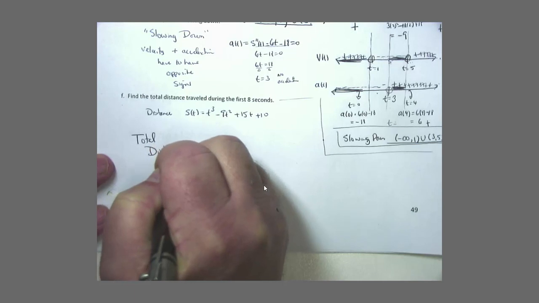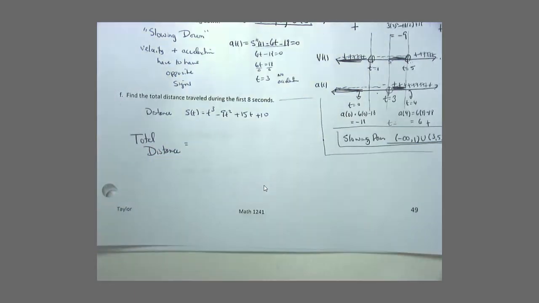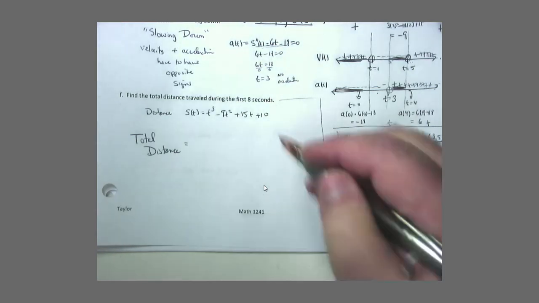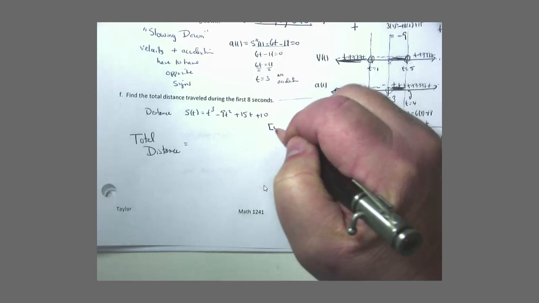You're going to have to subdivide when the particle is moving either to the right or up versus when the particle is moving down and to the left. Now we're talking about the first 8 seconds, so our time interval here is between 0 and 8 seconds. Now, what direction is the particle moving? To figure that out, you look at the velocity equation.